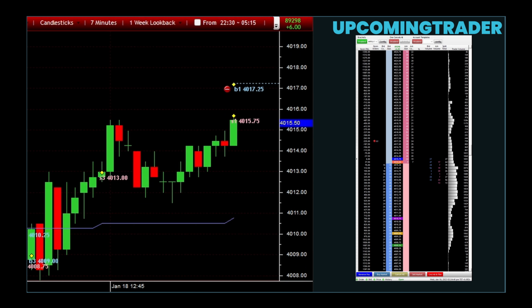It shows you where the market has spent the most time, which can often act as strong support or resistance. By understanding these value areas, you can anticipate where price might move next and plan accordingly.